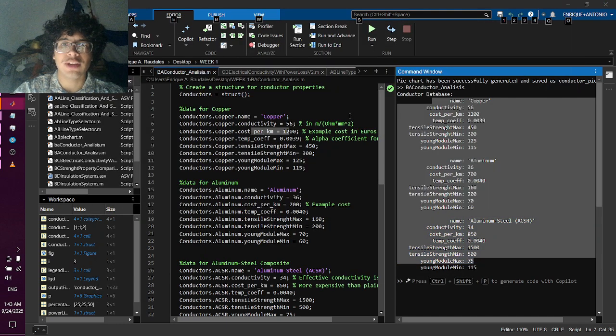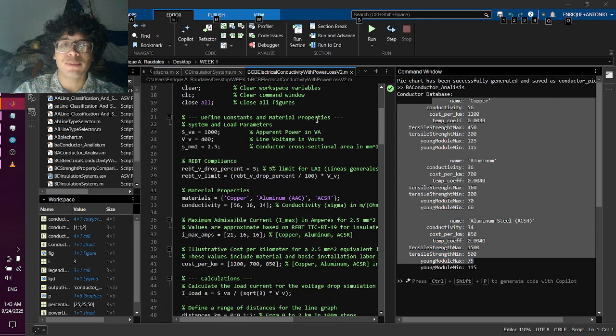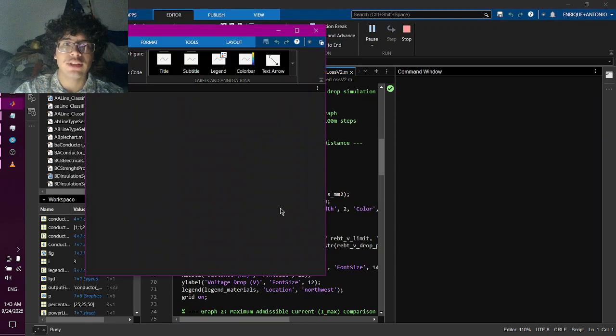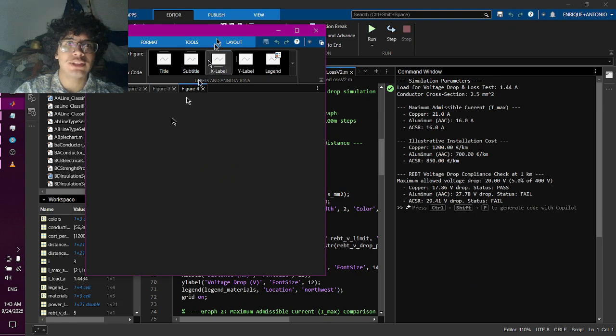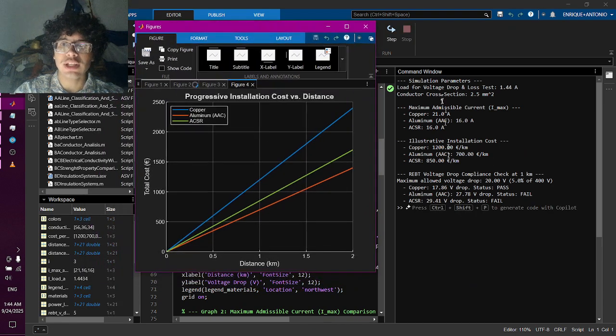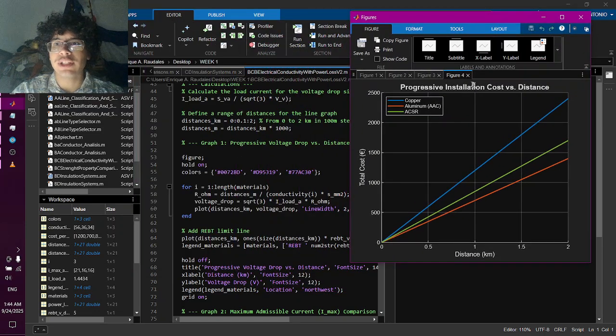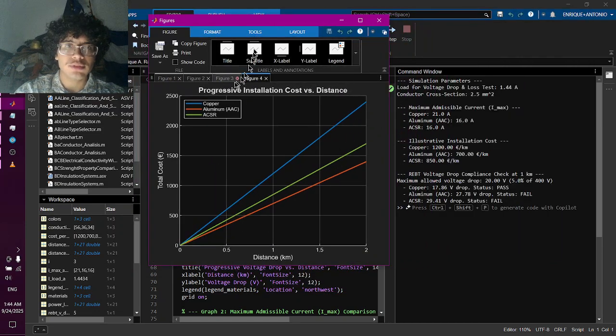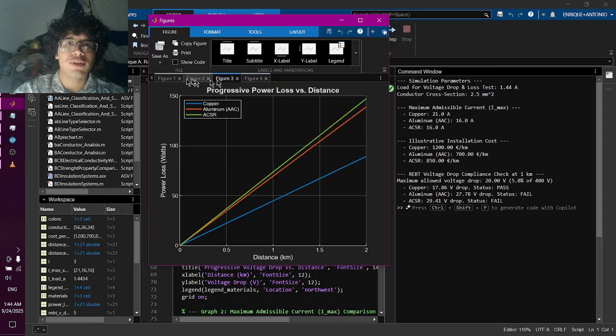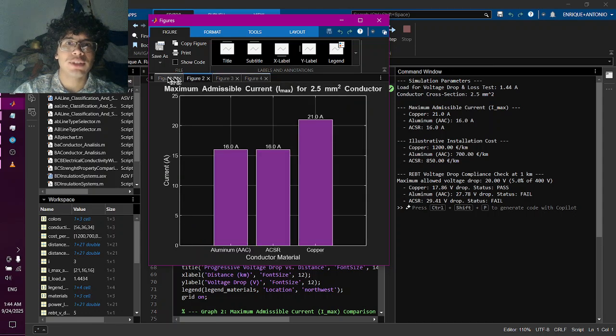After this struct, we have created this program to compare the electrical properties. So once we run it, it generates a few figures, and it also gives some more specific facts. We get figures on the progressive installation cost, the power loss, and the voltage drop, and the maximum admissible current.